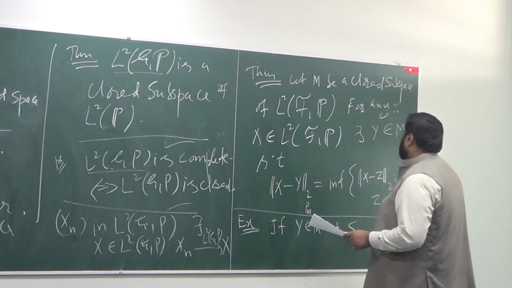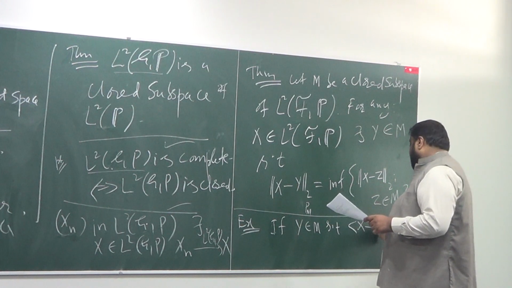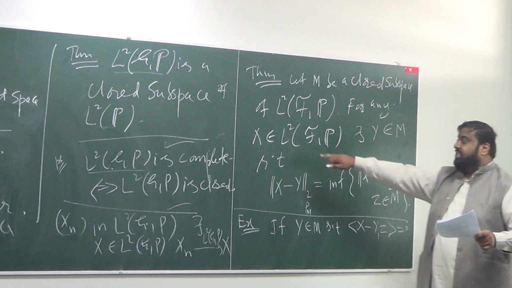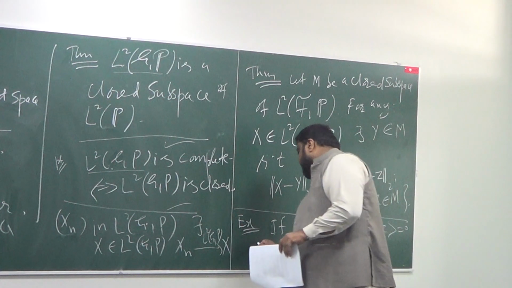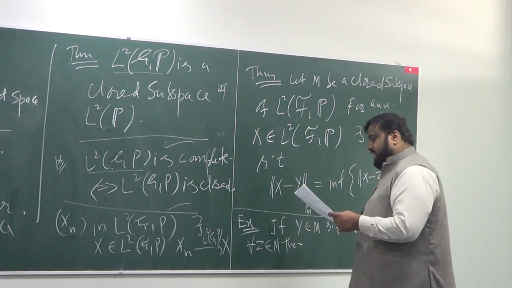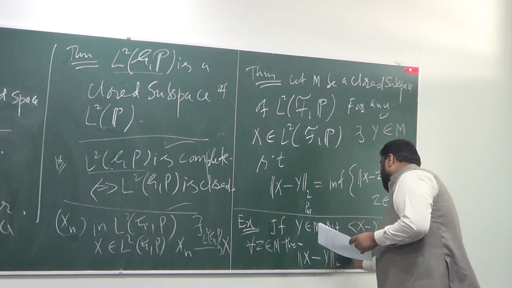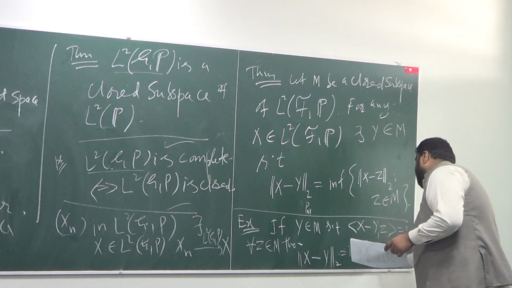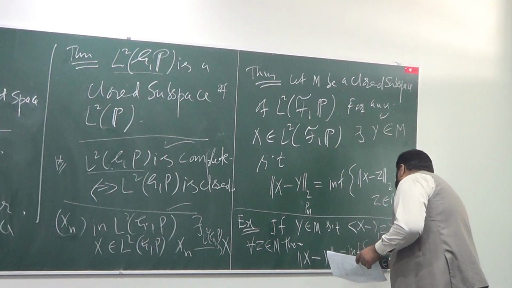such that x − y is orthogonal to z, where x is the same as here, for every z in M, then the distance ‖x − y‖₂ is equal to the infimum of the set of ‖x − z‖₂ such that z is in M. That gives the existence of the point.